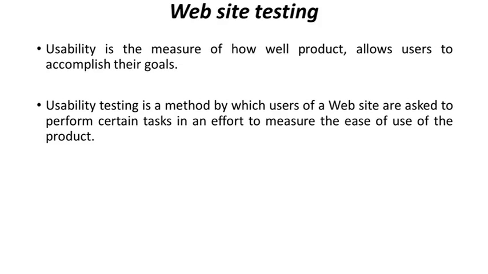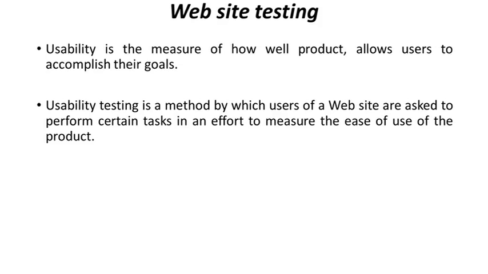And the second one, usability. I already told you how usable the website is for our customer. Usability is nothing but the measure of how well a product allows users to accomplish their goal. Every customer, every user, will come to our website only to achieve some goal, meaning they need some information or some knowledge. Whether they achieve that by using our website, we have to measure.